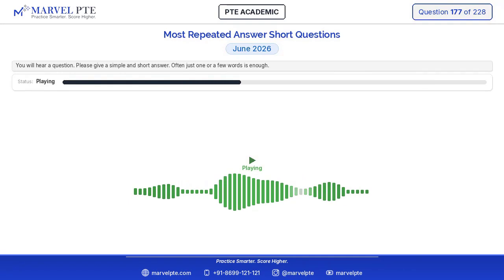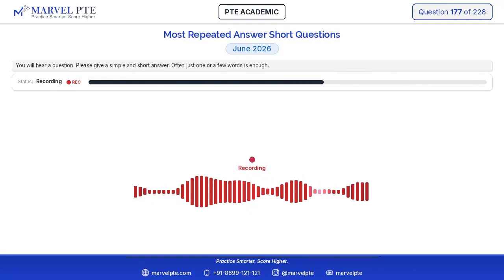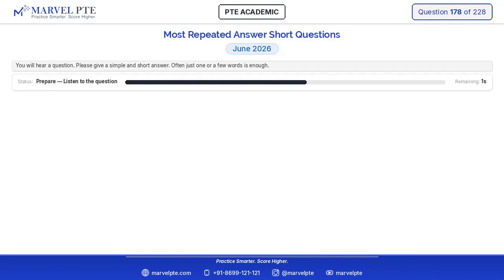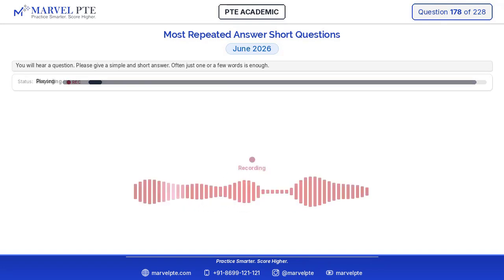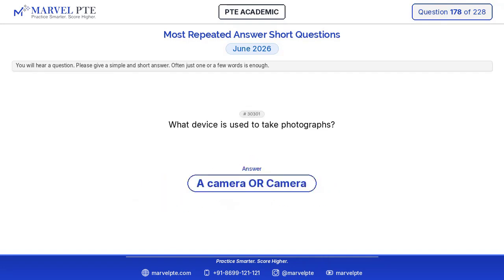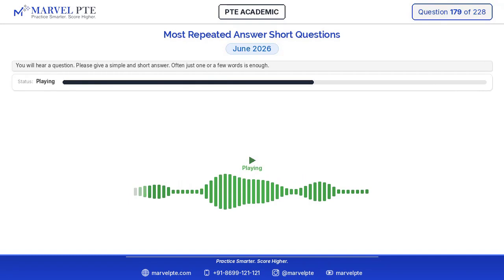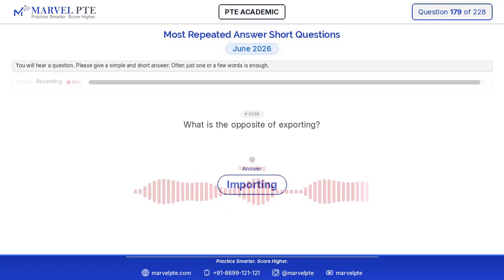If a figure is hexagonal, how many sides does it have? Six. What device is used to take photographs? A camera. Camera. What is the opposite of exporting? Importing.